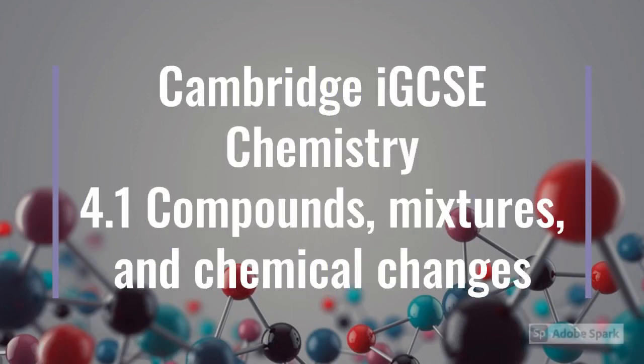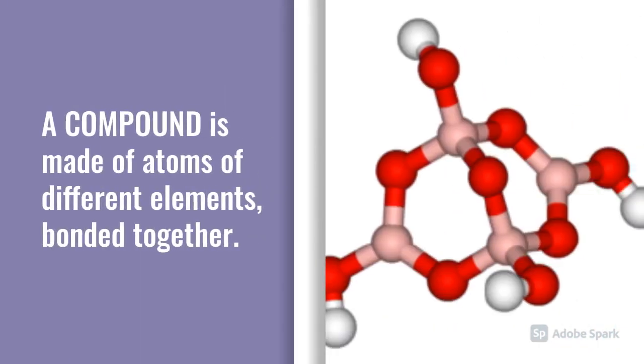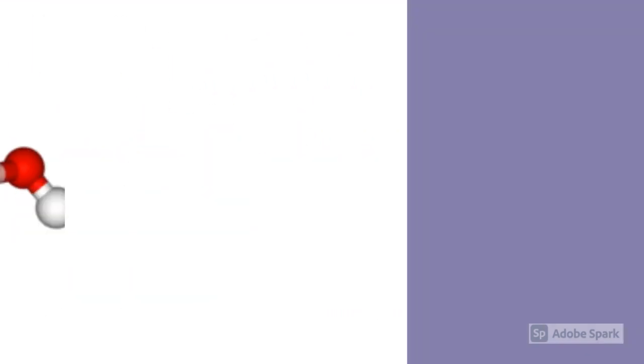Quick reminder before we begin on what an element is. An element contains only one kind of atom. For example, the element sodium contains only sodium atoms. A compound is made of atoms of different elements bonded together. A compound can be described by a formula which is made from the symbols of the atoms inside it.